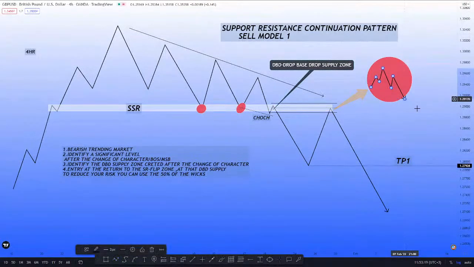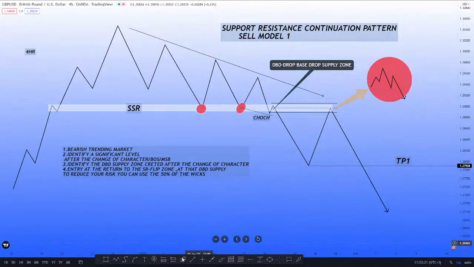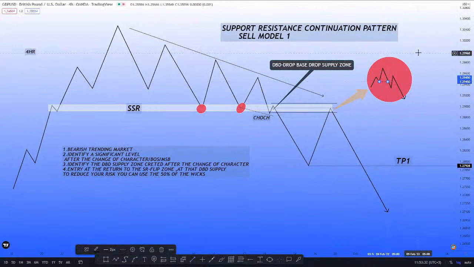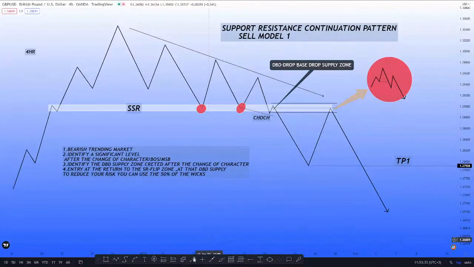You can wait for something like that on the lower time frame to get a sharp entry that has a small drawdown, so that you can maximize your risk. So you can wait for that kind of lower time frame entry.